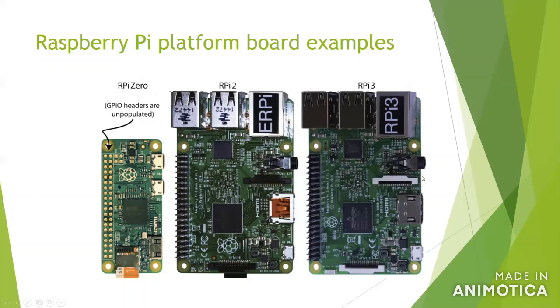So there are several types of models for Raspberry Pi. Raspberry Pi platform board. Here we have three examples. We have Pi Zero. So you see, Pi Zero is a very small board, and then we have version 2 and version 3. Actually, right now on market we have version 4. So we have Raspberry Pi 4.